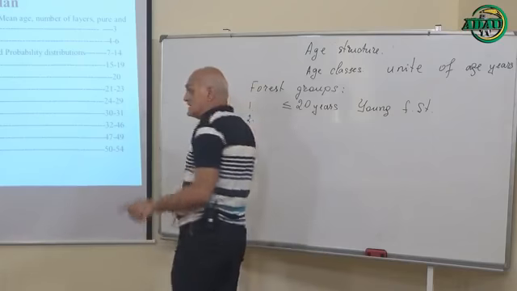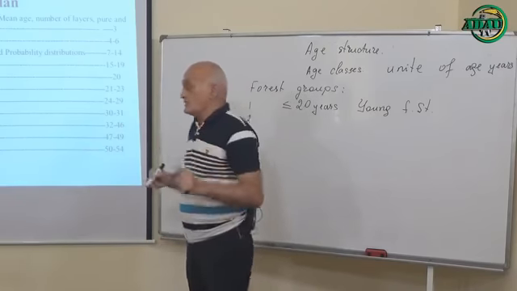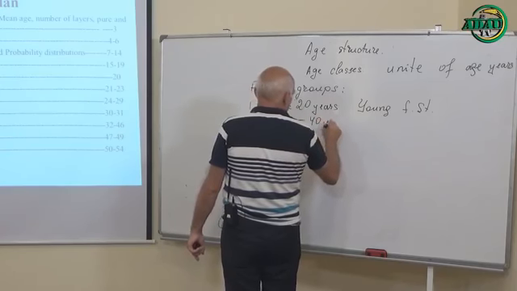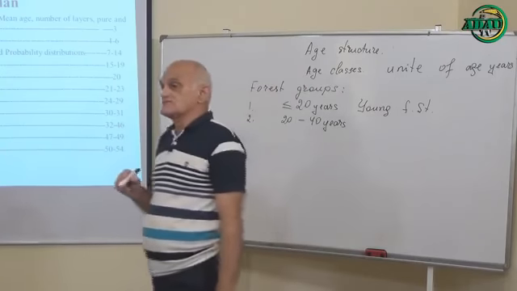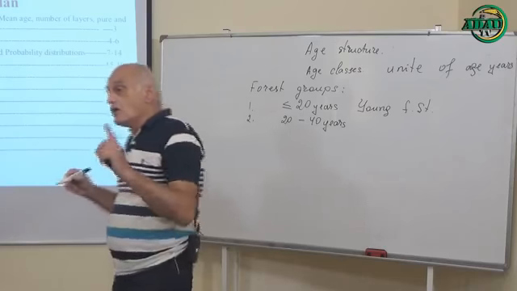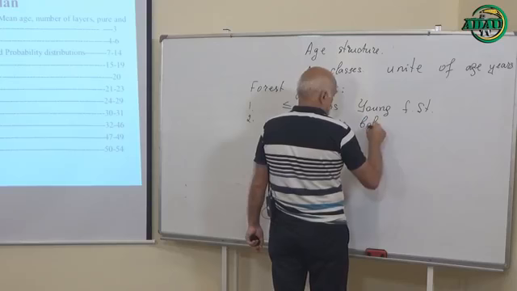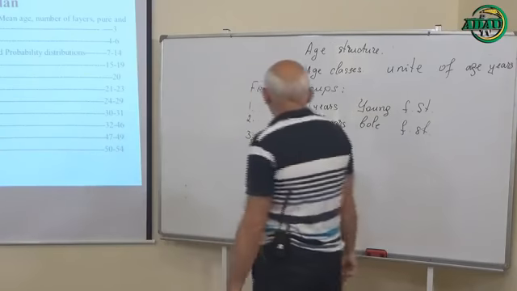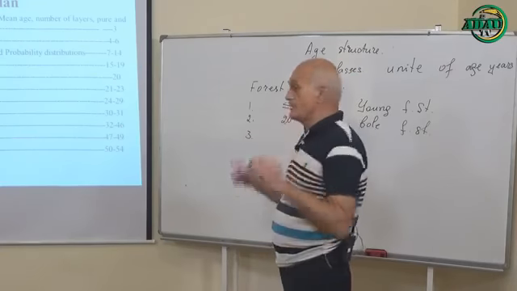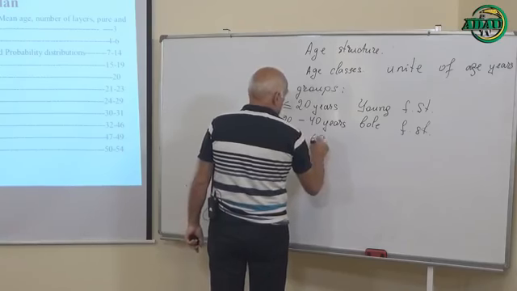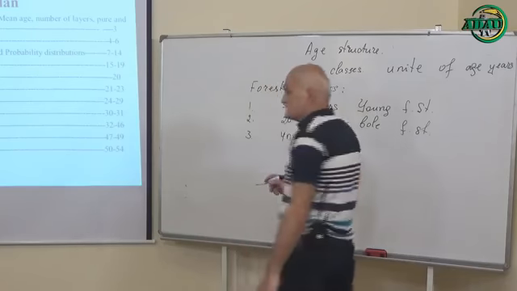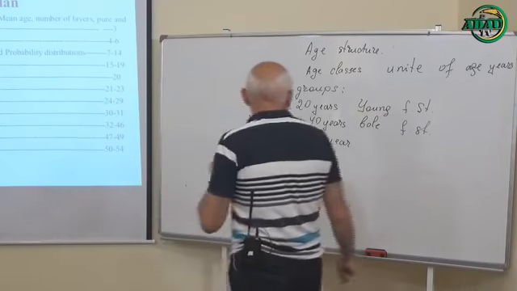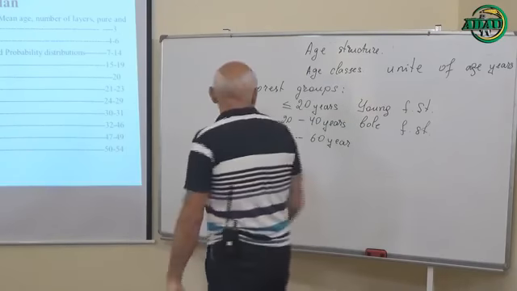If the mean age of the forest stand is in the interval 20 to 40 years, then such forest stands are always named pole forest stands. Third, if the mean age is in the interval 40 to 60 years, then such a forest stand is always named a medium forest stand. Medium.